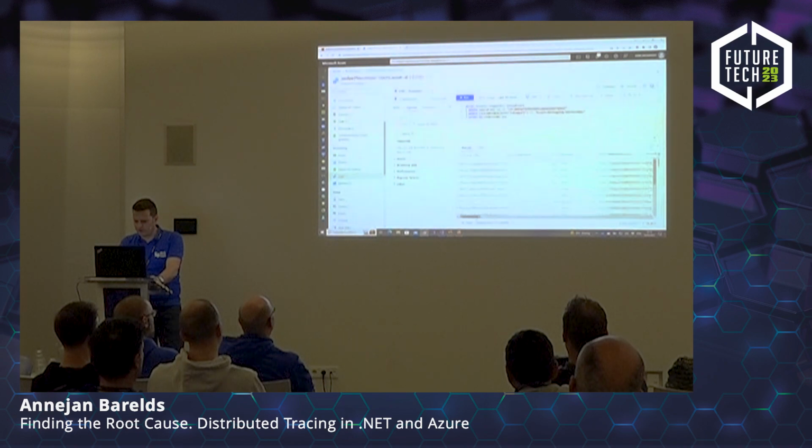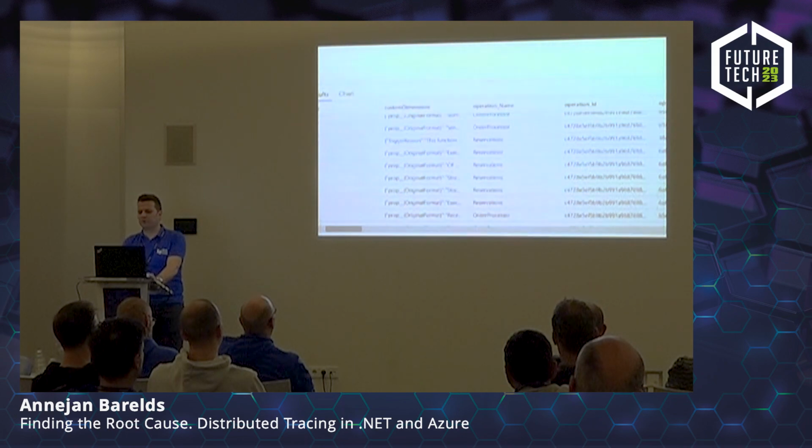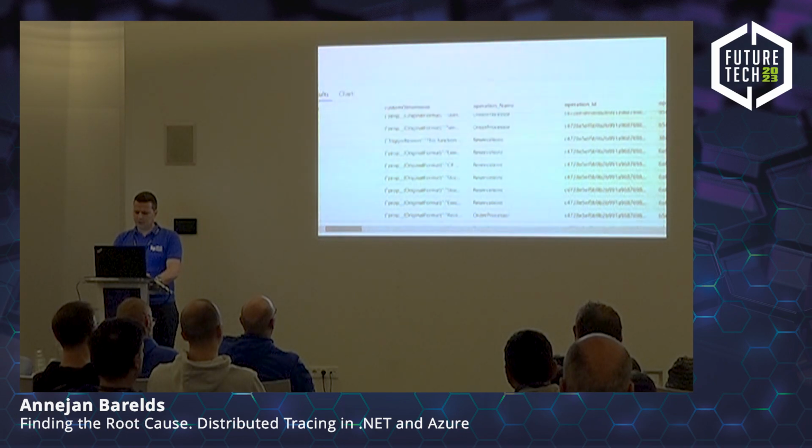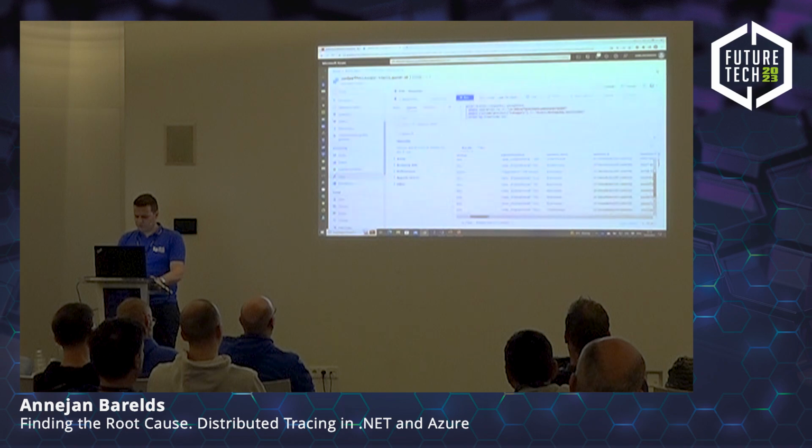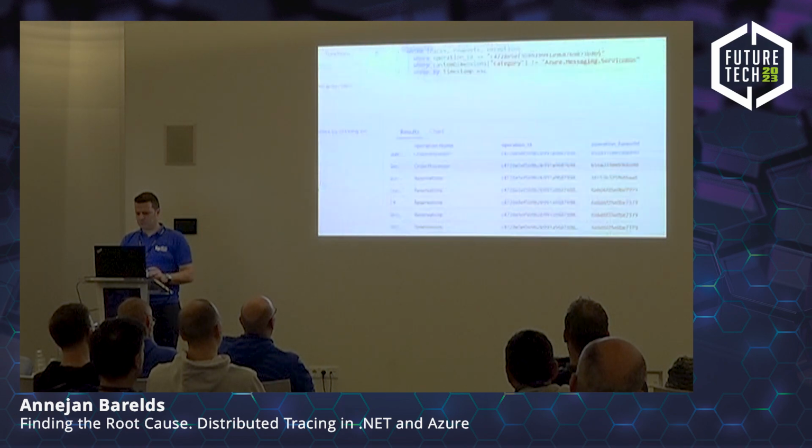Let's scroll a little bit to the right and then see that right here we have an order processor, and then we have a couple of traces from the reservations operation, so that's actually the API. And then we're back at the order processor. And also note that these are all actually the same operation ID.